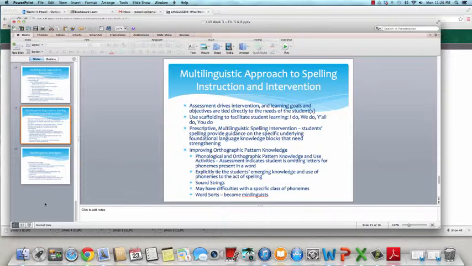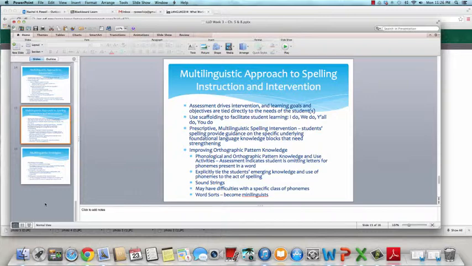Then to teach it, you can use scaffolding to facilitate student learning using the strategy: I do it, we do it, y'all do it, you do it. Very simply stated, you do the example first, then everybody does it together, then the students do it themselves, and then you do it independently.